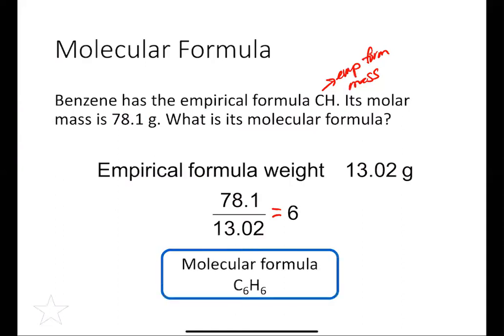Let's see what this looks like. The empirical formula mass was 13.02 because we added a C plus 1 H to get that. Then we divide 78.1 by 13.02 and we get 6. So we take our CH and multiply that by 6 and we get C6H6. That's how you figure out a molecular formula from an empirical formula.